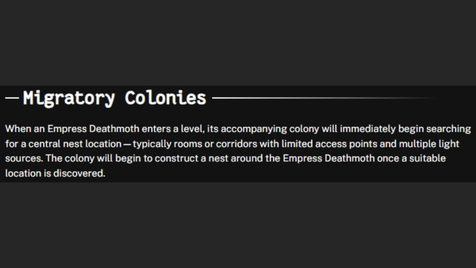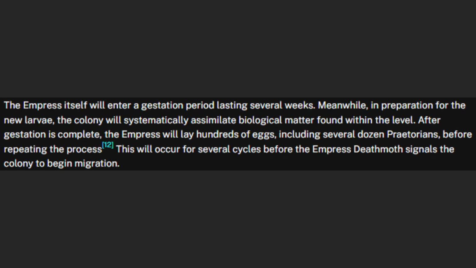Migratory colonies. When an Empress Deathmoth enters a level, its accompanying colony will immediately begin searching for a central nest location, typically rooms or corridors with limited access points and multiple light sources. The colony will begin to construct a nest around the Empress Deathmoth once a suitable location is discovered. The Empress itself will enter a gestation period, lasting several weeks.